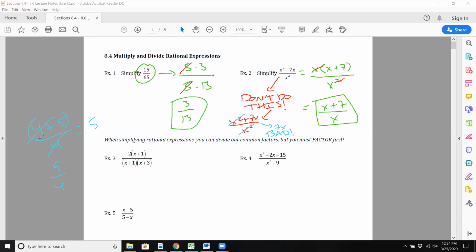So really you need to factor, because x is now being multiplied by x plus 7, and then you can cross off x's. Like here, can I cross off x plus 1s? Absolutely, because they're all connected by multiplication. My final answer is just that.